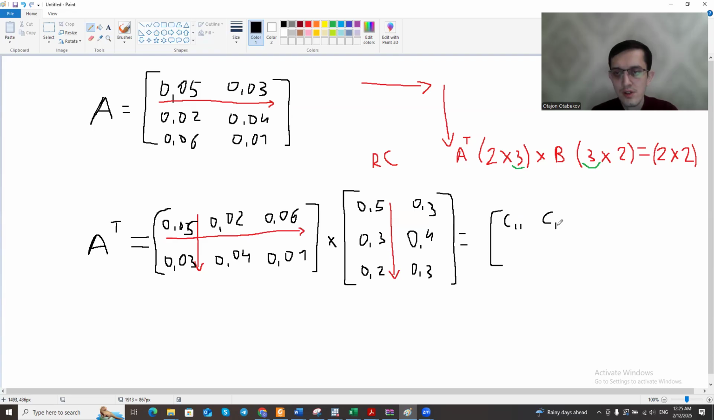C12 matrix. This 1, 1, 1, 2 indicates the position of the element. First row, first column. First row, second column. And here it's the second row of first column position. And finally, the element with a second row and then second column position. Then I can calculate each element separately.